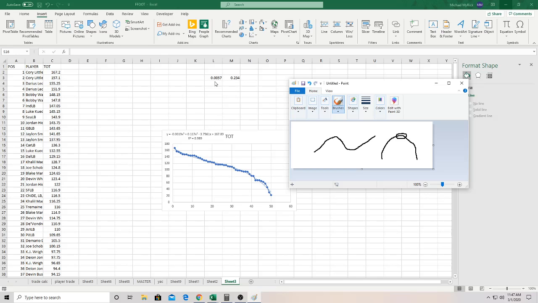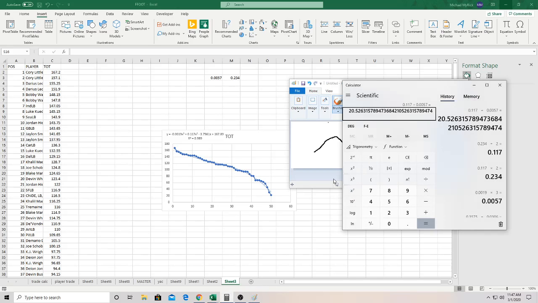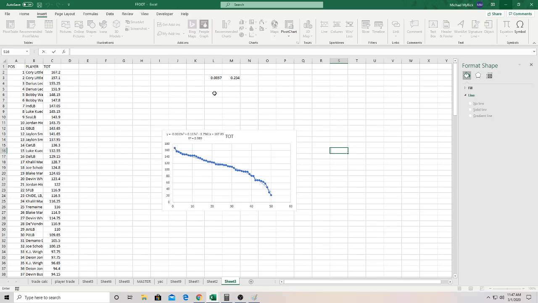So to do this, you just take the 0.234 divided by 2, and then you divide it by the 0.0057, and you see it tells you 20.526 is the point at which the linebacker numbers seem to just start accelerating downward faster. So that 20.56 would be right here between Devin and Jordan Hicks.